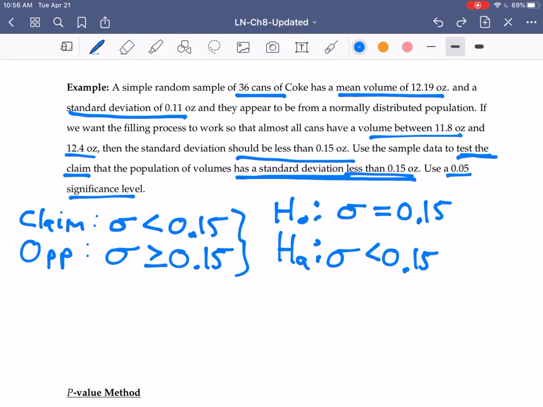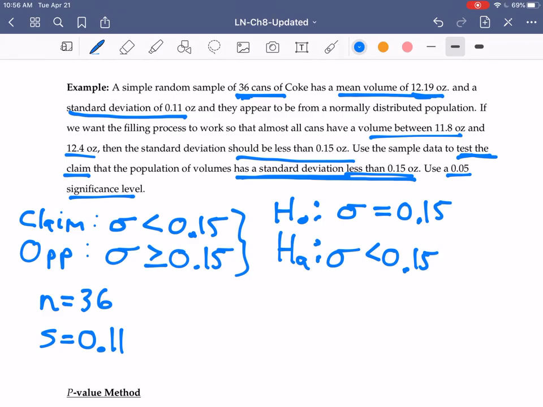Remember, the null is always a statement that a population parameter equals some other value. We are also given here that the sample size n is 36. We're given a sample mean there. We don't actually need it. That's extra information that's not super important when we go through this process. We have a sample standard deviation that is 0.11.